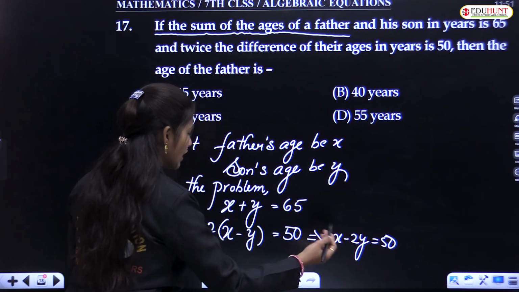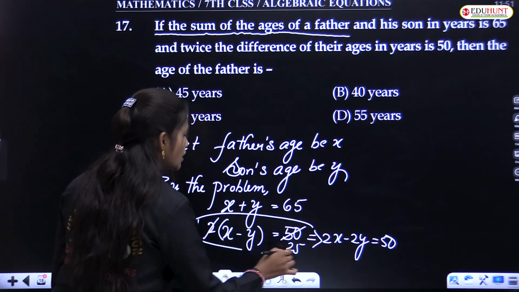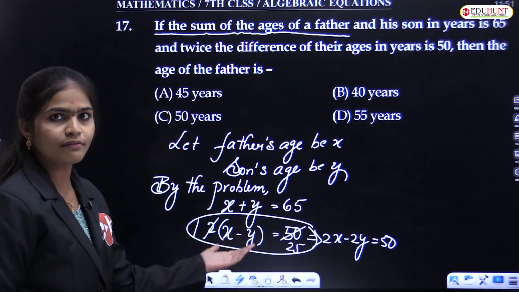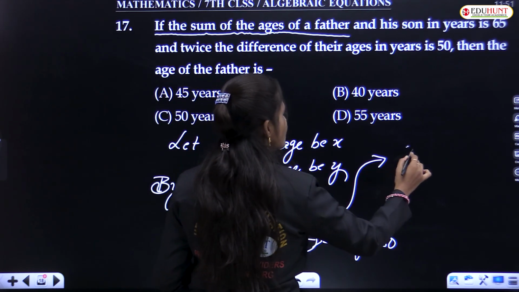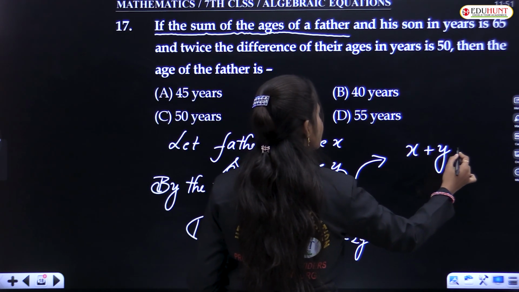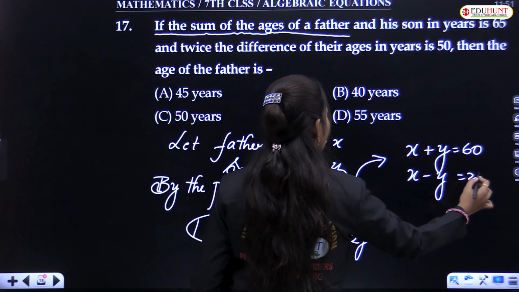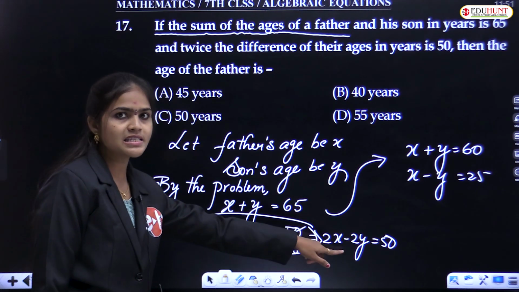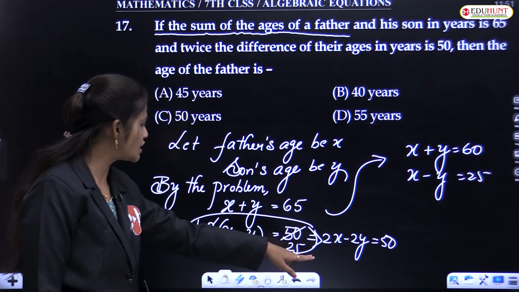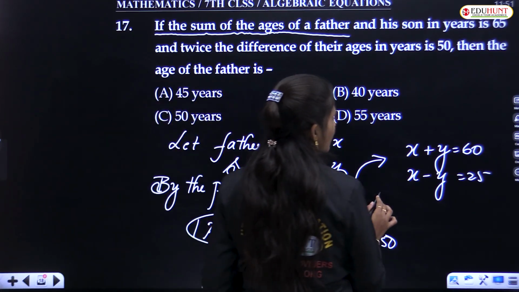In this way you can write it, or else 2 ones are 2, 2 25s are 50, so this equation also you can take. Any one of the equations you can choose. So what is the first one? x plus y is equal to 65 and x minus y is equal to 25. After simplification you will get the same condition, so it is better to take this one, x minus y is equal to 25.